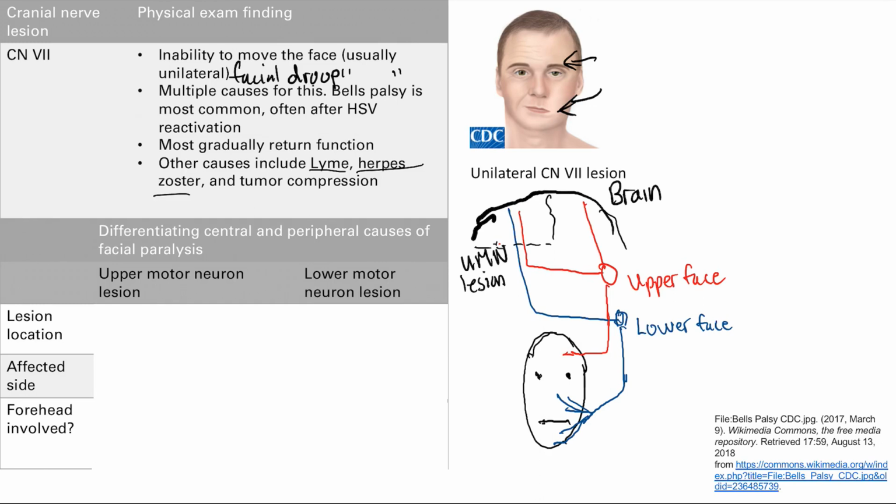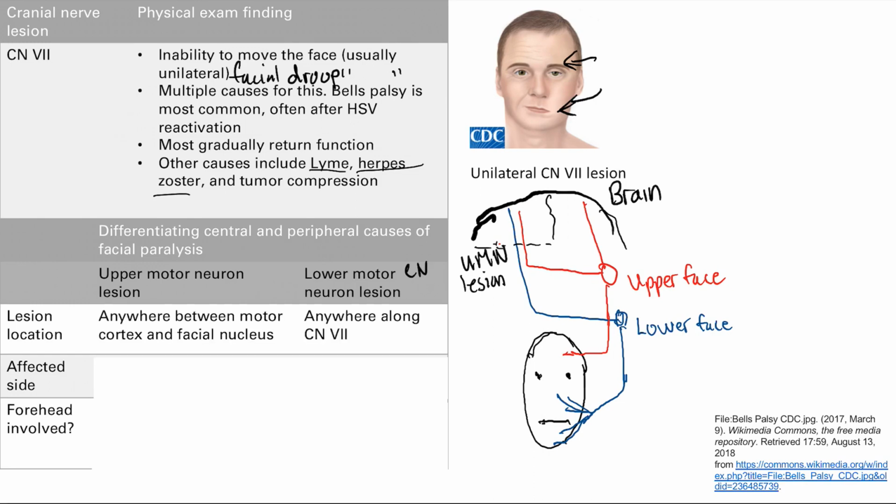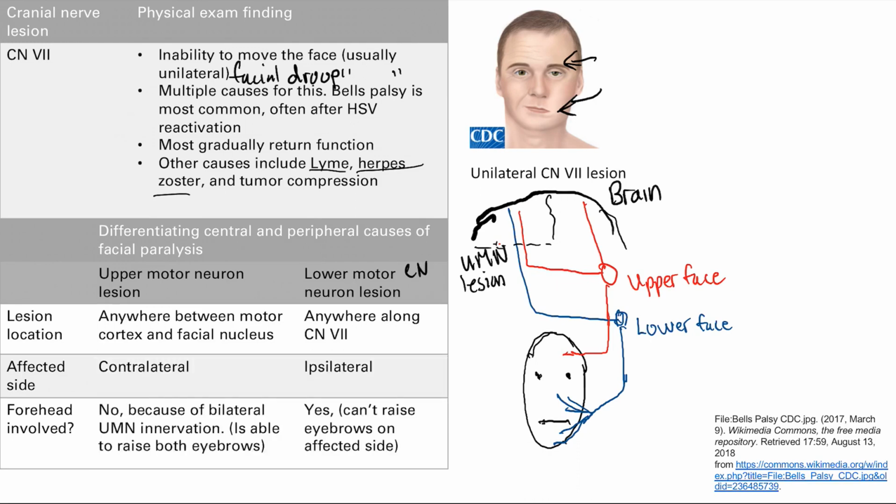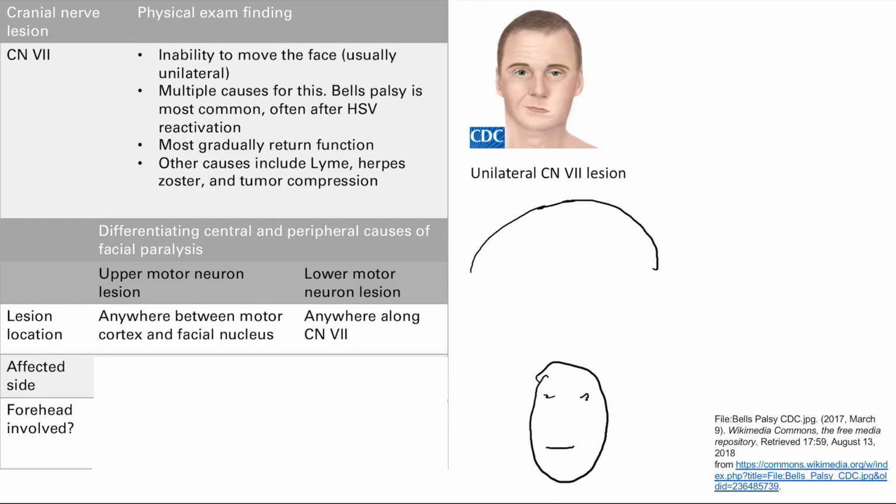Now, the thing to note is that you can have both lesions. Facial paralysis can have both a central cause and a peripheral cause. Peripheral would be the lower motor neuron lesion, which would be the cranial nerve. But you can have upper motor neuron lesions up in the motor cortex or anywhere on the tract down, anywhere between the motor cortex and the facial nucleus, while the lower motor neuron lesion would be anywhere along cranial nerve 7. So we need to understand these tracts first before we can talk about how to distinguish the two.